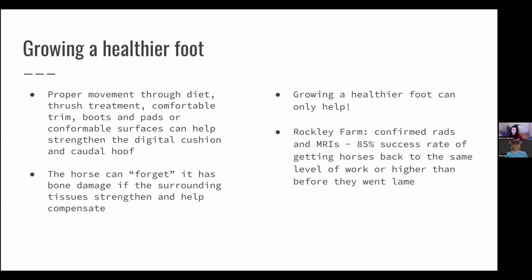So they do a really great job of getting these horses with confirmed bone damage and confirmed soft tissue damage back to work.